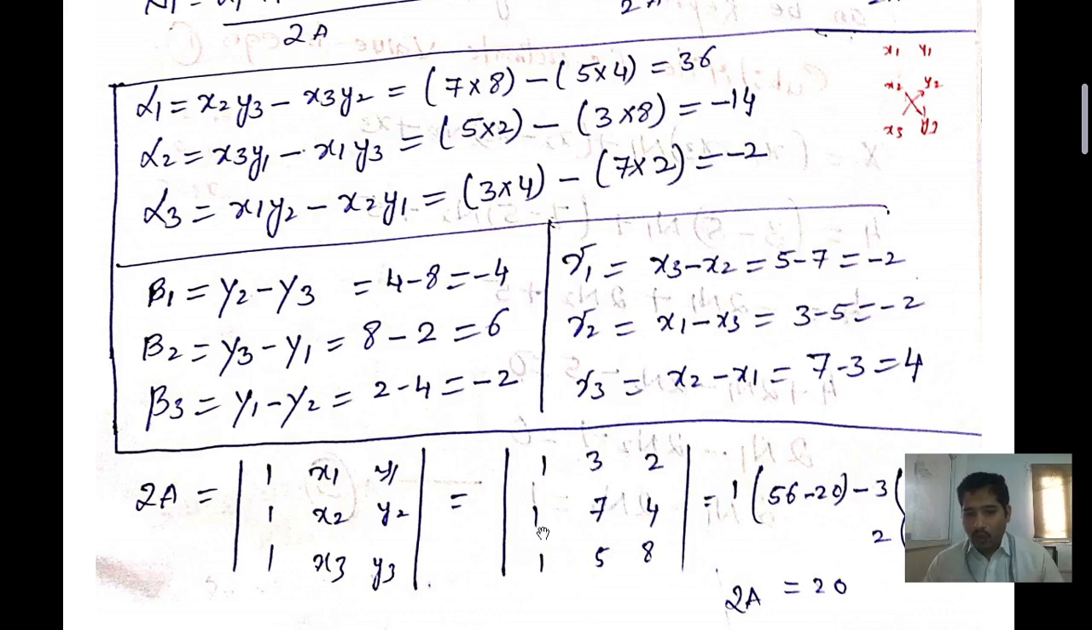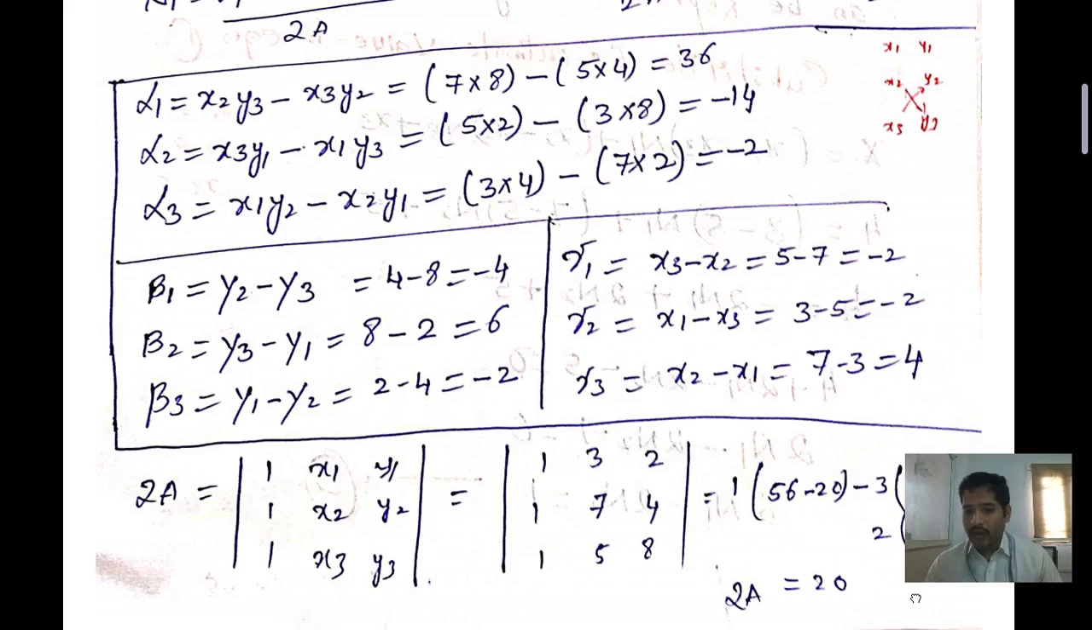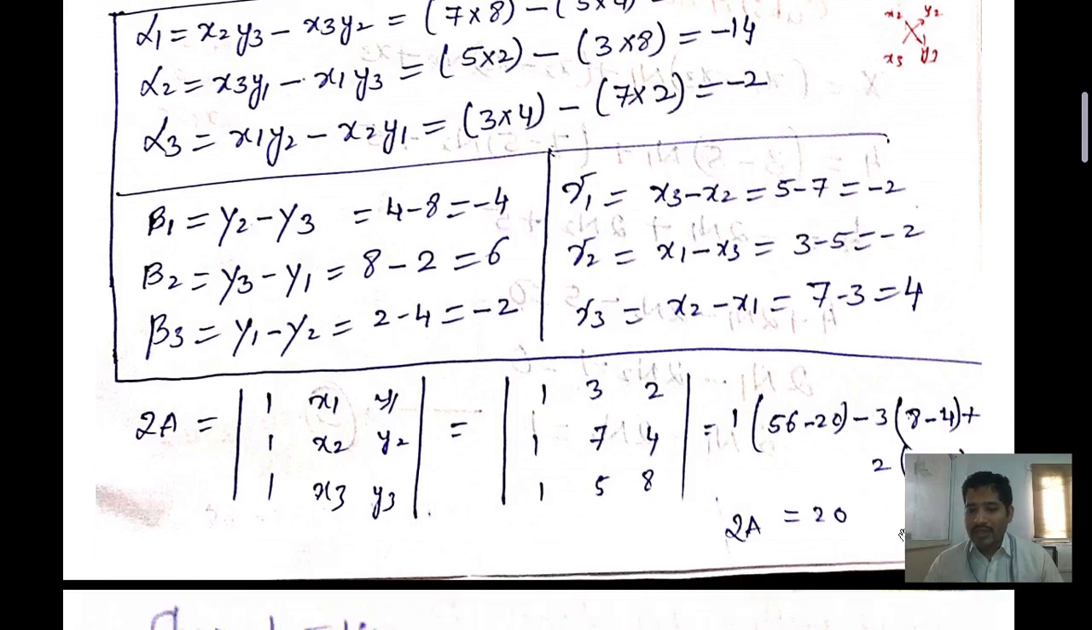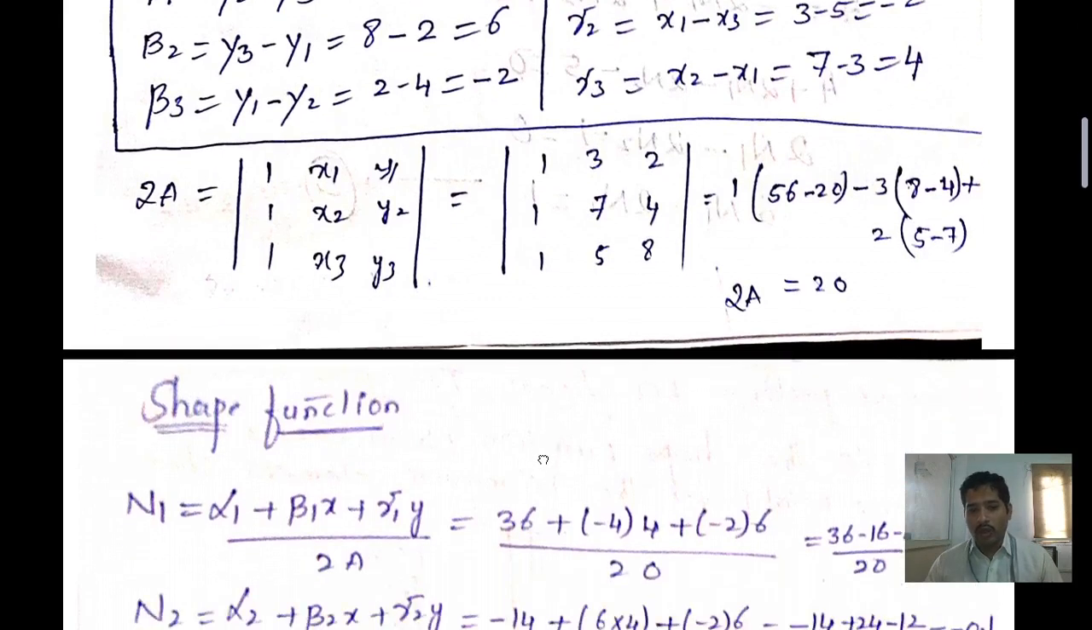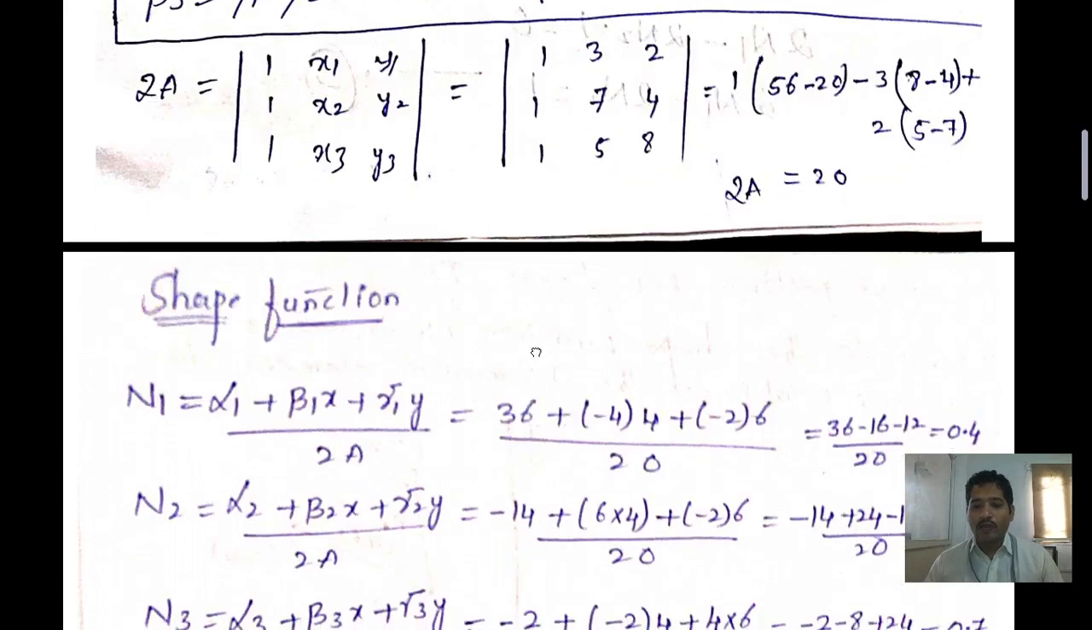Plus 2. 1 5 is 5 minus 1 7 is 7. So if you subtract with the help of calculus, then you will get the answer is 20. Okay, so 2a value is how much is there, dear? 20. We got it. After getting the value of 2a, you need to substitute in the shape function, because our intention is we want to find out the value of n1, n2, n3.